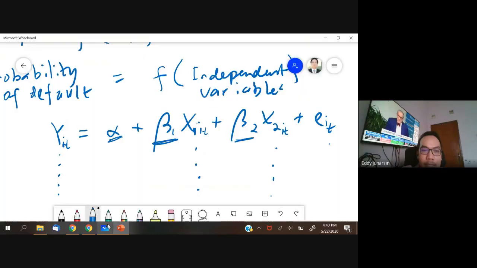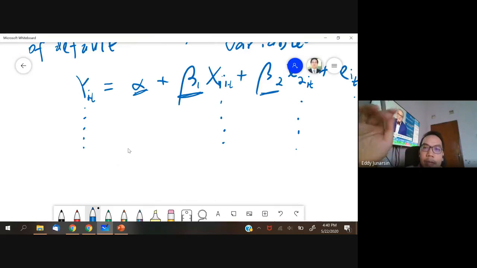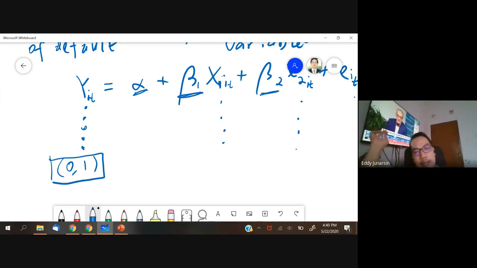So let's look at this again. If we use the simple regression model, actually this is not purported for this kind of dependent variable, right? 0 and 1. So if it defaulted in the past, we gave a value of 1. If it didn't, then we give a value of 0. So it's not purported for this kind of dependent variable.